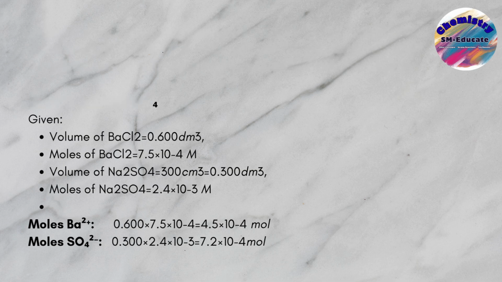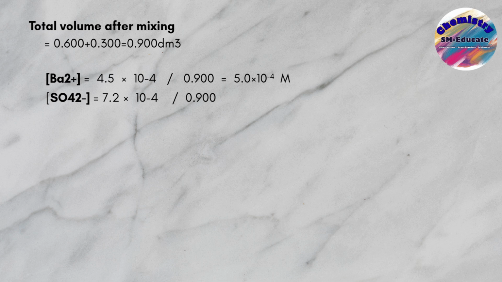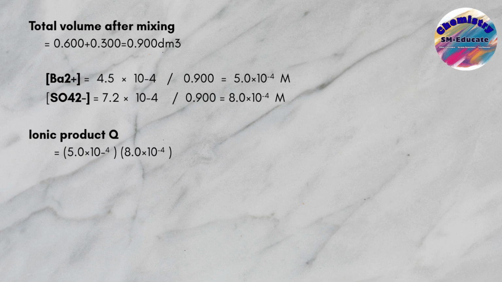Total volume after mixing equals 0.600 plus 0.300 equals 0.900 cubic decimeters. Ba2+ equals 4.5 times 10 to the minus 4 over 0.900 equals 5.0 times 10 to the minus 4 molar. SO4 2- equals 7.2 times 10 to the minus 4 over 0.900 equals 8.0 times 10 to the minus 4 molar.